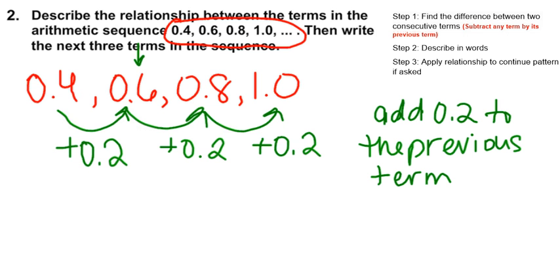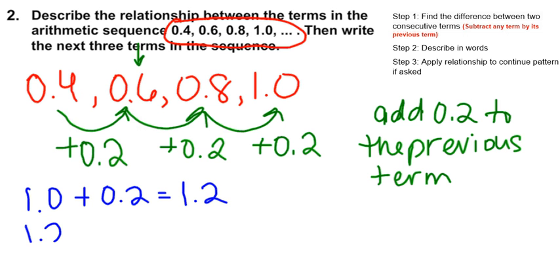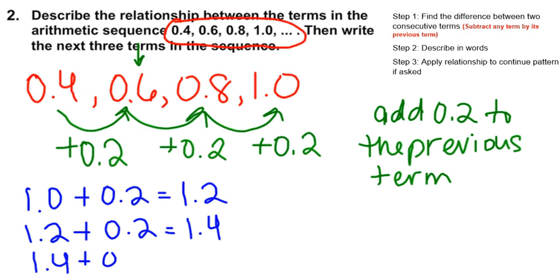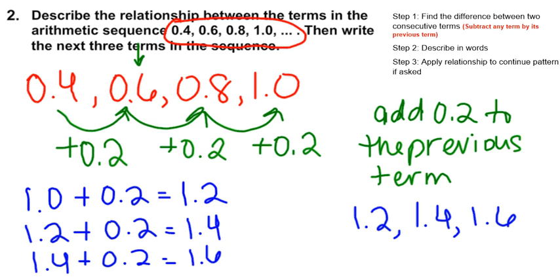And then when we're extending it, we're just going to take our 1.0, add 0.2, that's 1.2. 1.2 plus 0.2 equals 1.4. And then 1.4 plus 0.2 equals 1.6. So we are going to say that the next terms are 1.2, 1.4, 1.6. What I want you to remember, boys and girls, is that these questions are two parts. They're asking you to describe the relationship and to write the next three terms. So you have to remember to answer all parts.